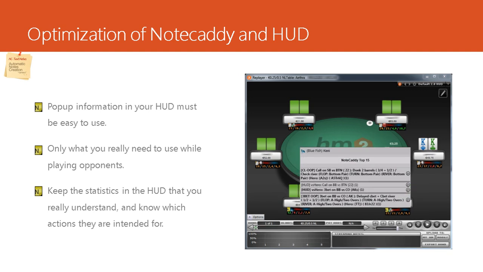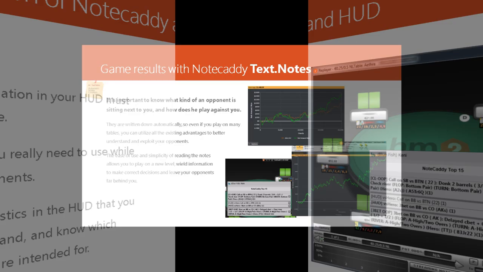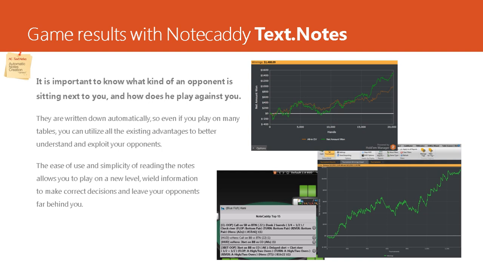Number 6, game results with NoteCaddy Text Notes. Any professional coach or professional poker player will tell you how important it is to know what kind of an opponent is sitting next to you and how he plays against you. Now, the possibility to create notes is available. They are written down automatically, so even if you play on many tables, you can utilize all the existing advantages to better understand and exploit your opponents.